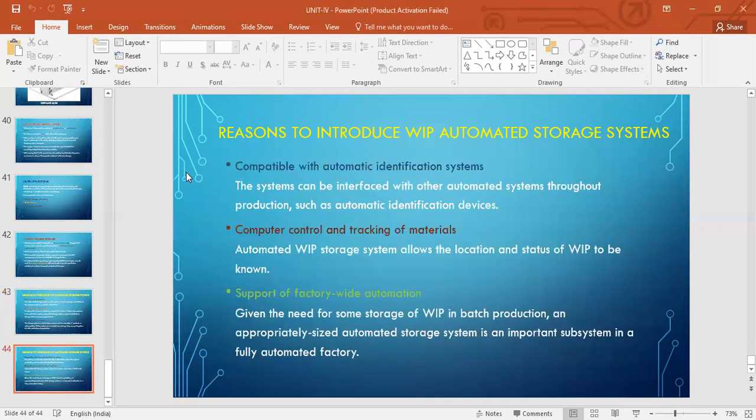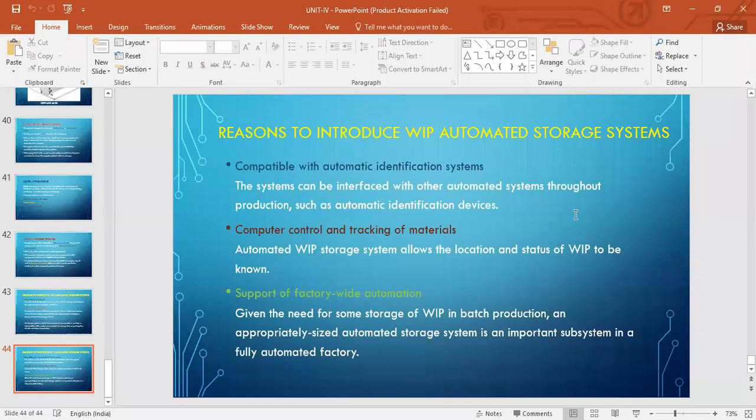Compatible with automatic identification system. You see, because you want to store it, you have to identify which product is going where. The computer should know what product is at what rack. And so that information has to be there, so you have to have compatibility with automatic identification system.